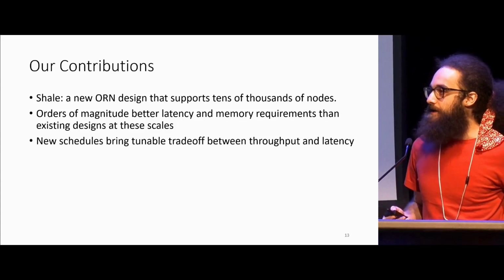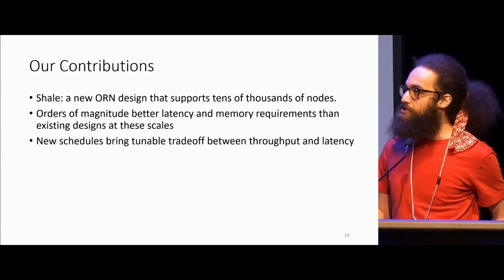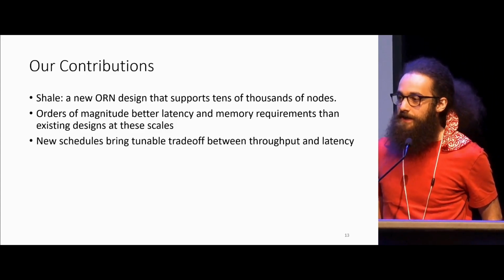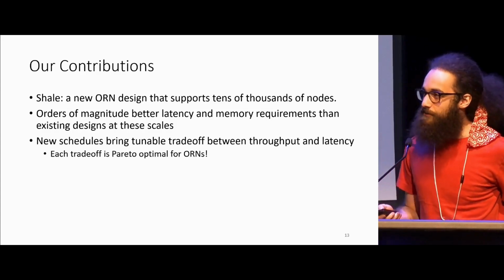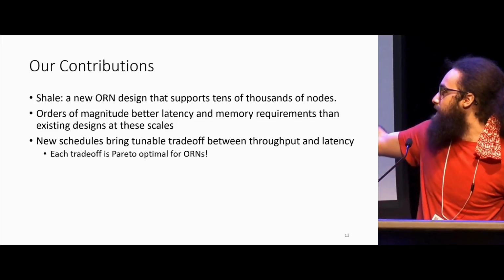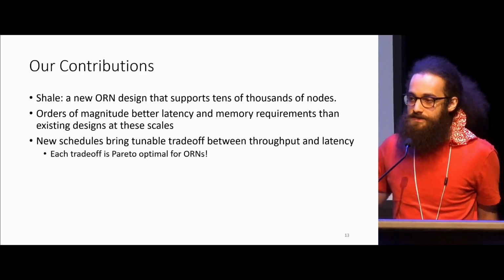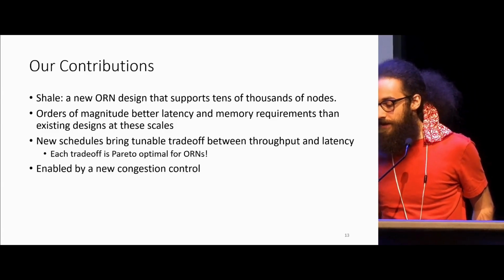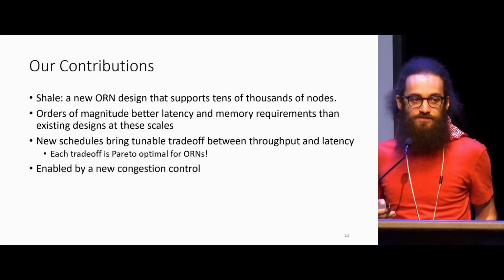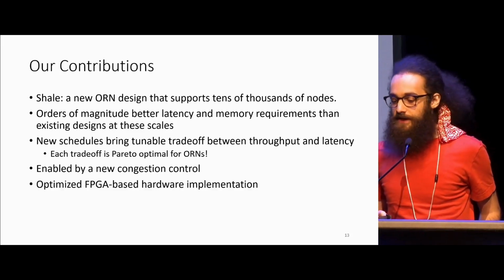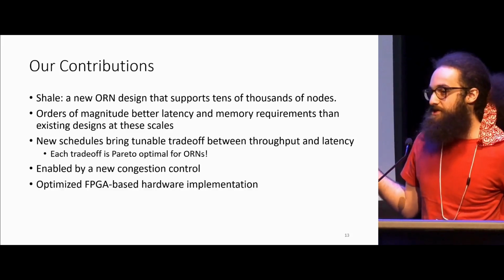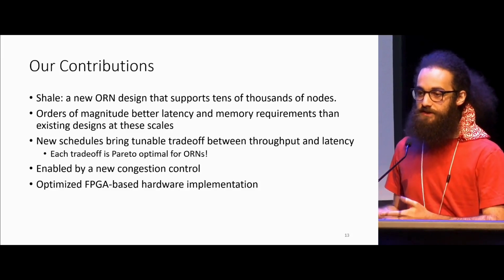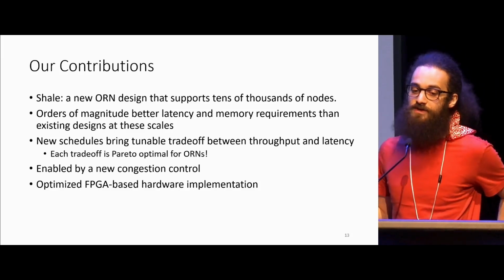It does this by using new schedules that bring a tunable trade-off between throughput and latency in order to enable these schedules to actually work practically. And all of those trade-offs are a Pareto optimal trade-off for ORNs. We've shown this in previous theoretical work. To enable this, we designed a new congestion control which works for Shale's unique context. And we have an FPGA-based hardware implementation that shows you can actually do this practically and also proves that our memory requirements are in fact reduced.